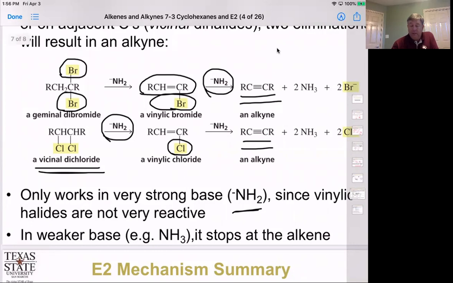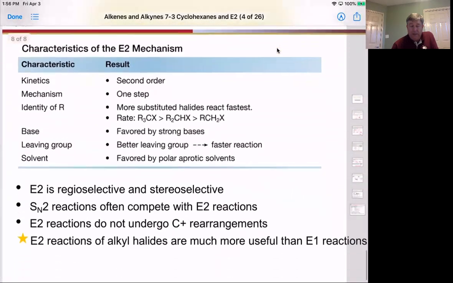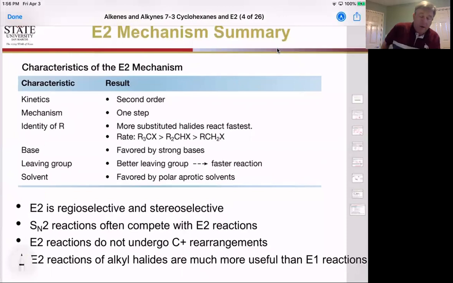Okay, so let's summarize all of our E2 mechanisms here. First of all, the kinetics are a second order reaction. Obviously, E2 is bimolecular, therefore the concentration of the base and the concentration of the alkyl halide are important. The mechanism is a one-step mechanism, bimolecular. So the energy diagram is going to have a single bump with the transition state determining what the product is going to be. The more stable the transition state, the lower the activation energy, the more stable the product that's going to emulate that transition state.